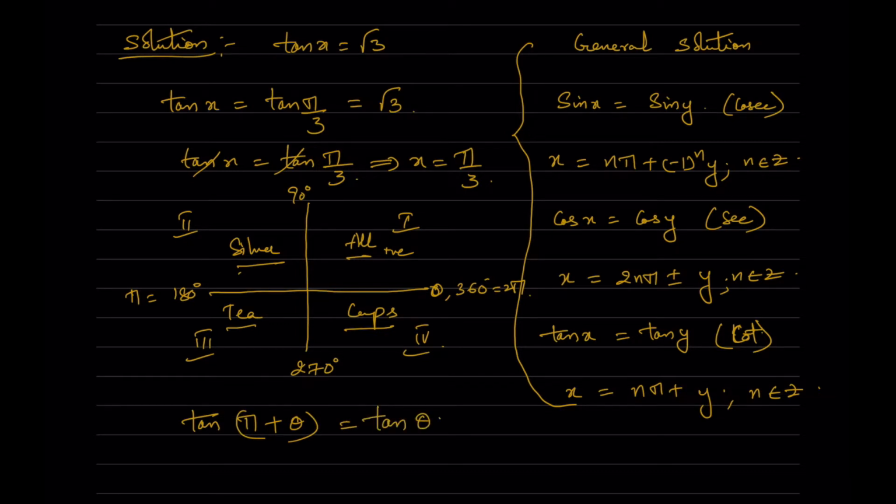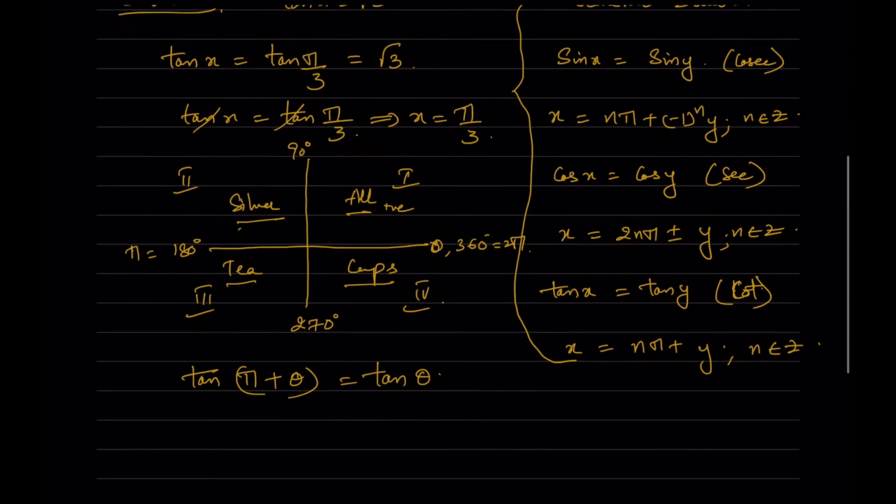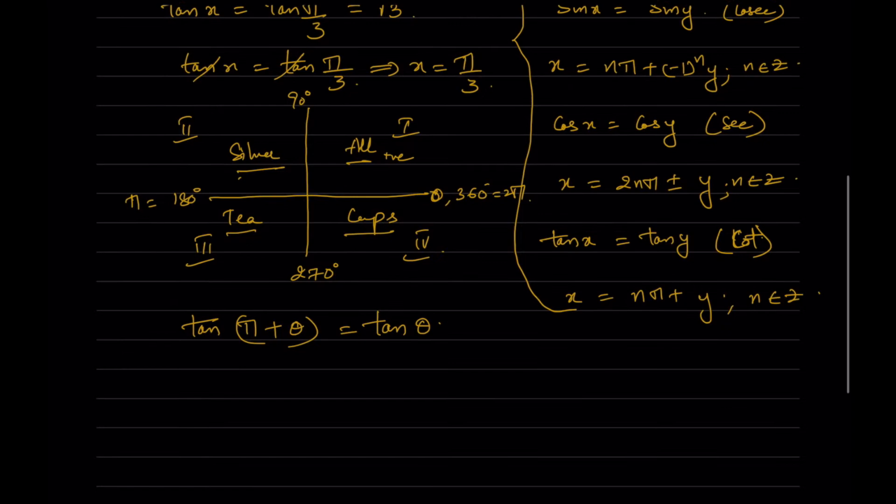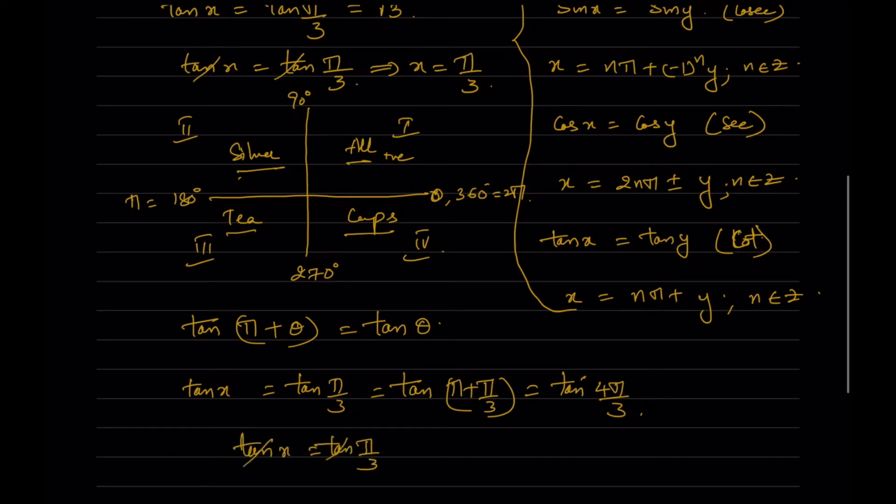So in this third quadrant, tan is positive. Because root 3 is positive, you can also write this as tan x is equal to tan pi by 3, which can also be written as tan of pi plus pi by 3, which is equal to tan of 4 pi by 3. So tan x is equal to tan 4 pi by 3, which implies x is equal to 4 pi by 3.